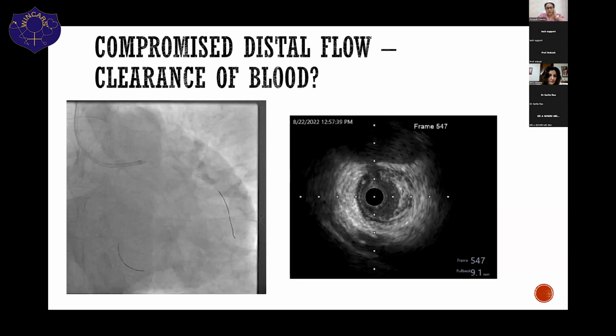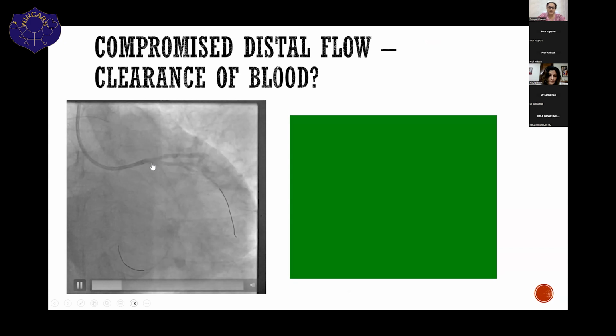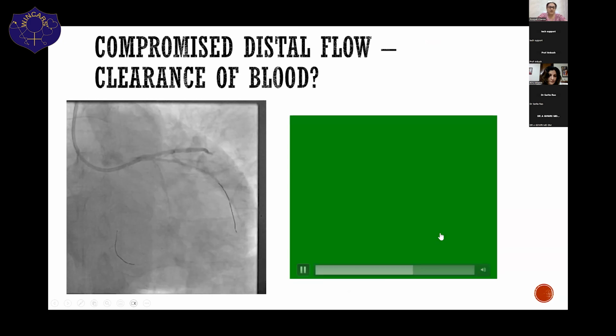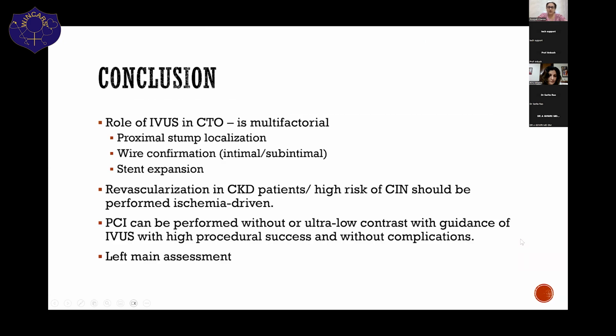Third thing, sometimes you have a compromised distal blood flow, there is no clearance. I think then IVUS has a little upper hand over OCT. Whenever you see this type of lesion in which there is a calcified nodule or a thrombus, it may be possible that you can go for an IVUS in these cases because you won't have good blood clearance.